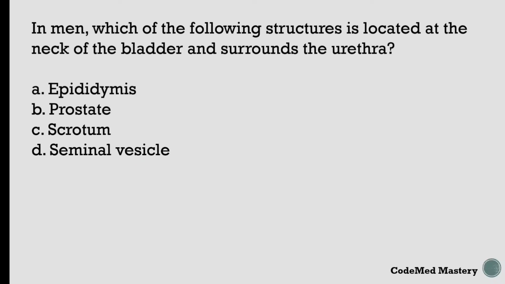Next question. In men, which of the following structures is located at the neck of the bladder and surrounds the urethra? Option A epididymis, option B prostate, option C scrotum, option D seminal vesicle. The right answer is option B prostate.